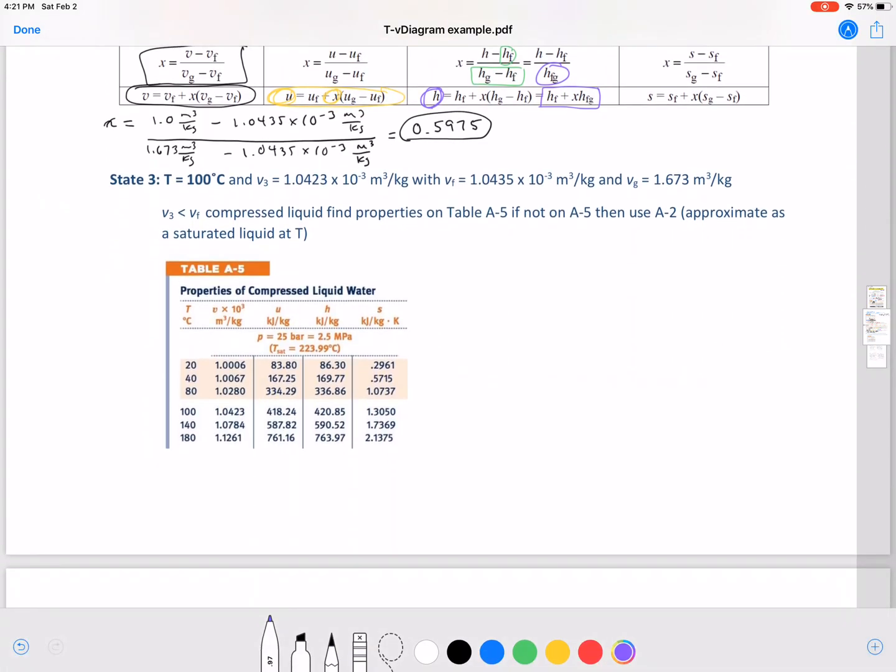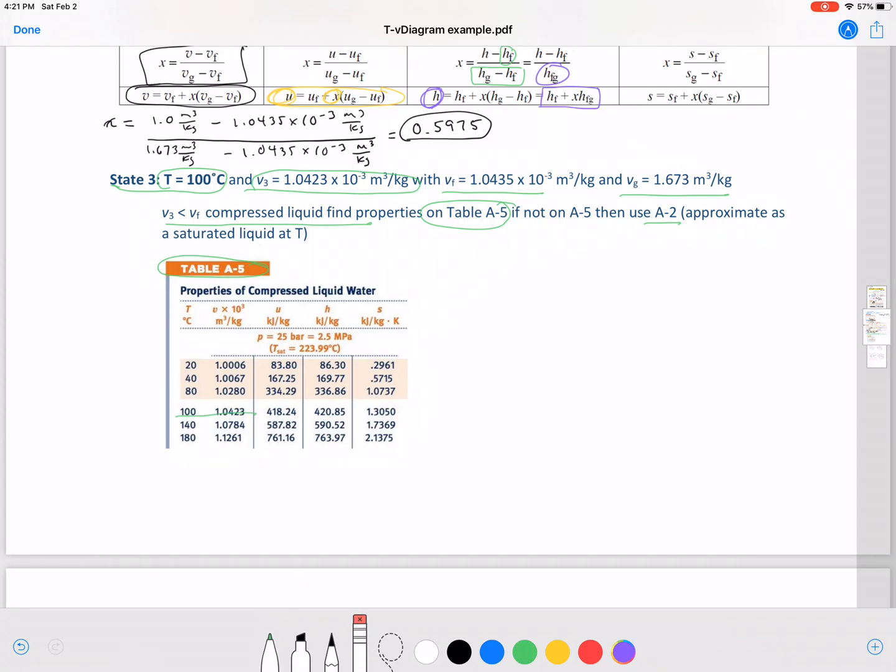State 3, again, you might recall that we had a temperature of 100 degrees Celsius, a specific volume of 1.0423 times 10 to the negative third cubic meters per kilogram, and that is less than VF, and so we know that we are in a compressed liquid, and we're going to use table A5. If it turns out that we can't use table A5, we look at table A5 and our values just aren't on there, then we're going to use table A2 and approximate it. But here on table A5, we do in fact have the 100 degrees Celsius and our exact value.